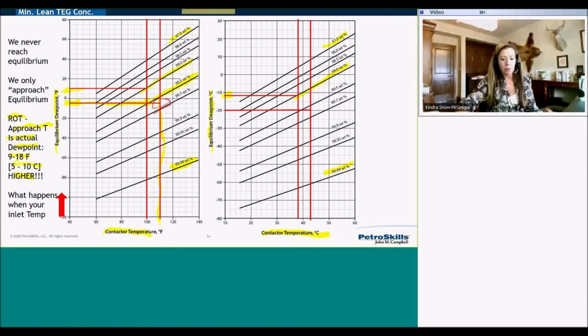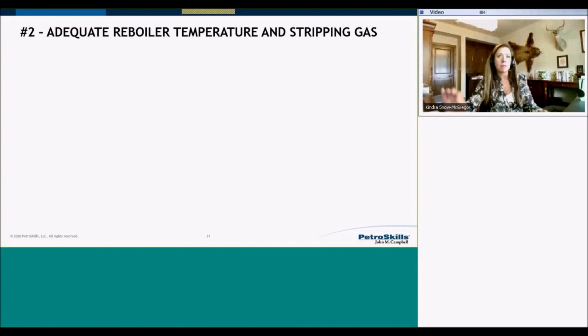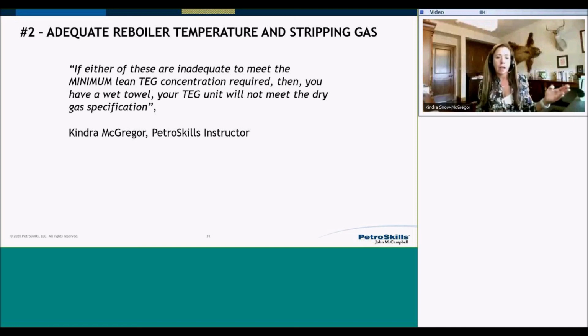The second key performance parameter is adequate reboiler temperature and stripping gas. Essentially, if I don't have adequate reboiler temperature or adequate stripping gas, then I'm not going to meet my minimum lean TEG concentration. I'm still going to have a wet tower, and I'm not going to meet my gas specification, my dry gas spec.